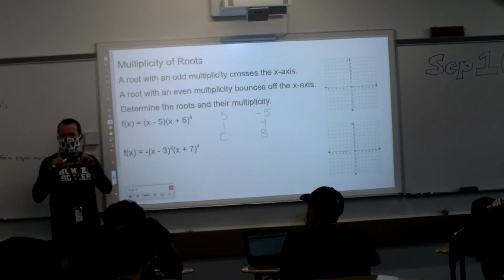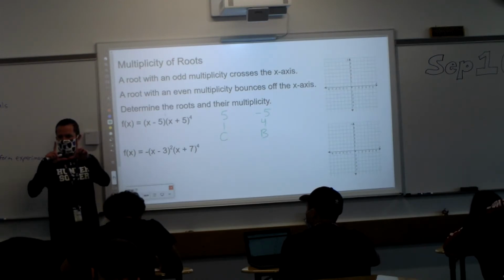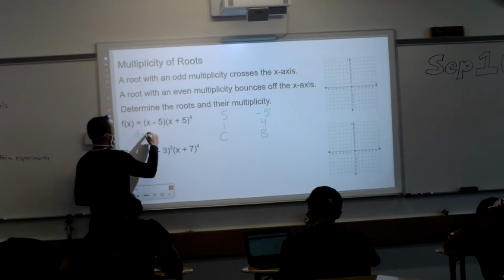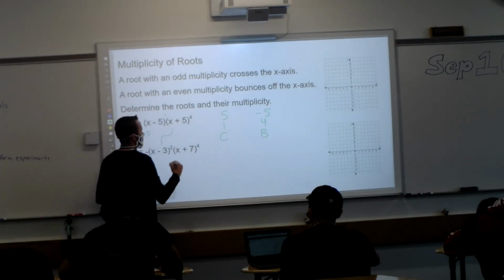The U would be if we're even. But since 5 is odd, what's it going to be? An S curve. Good job. So degree is 5. So it's going to be an S curve.